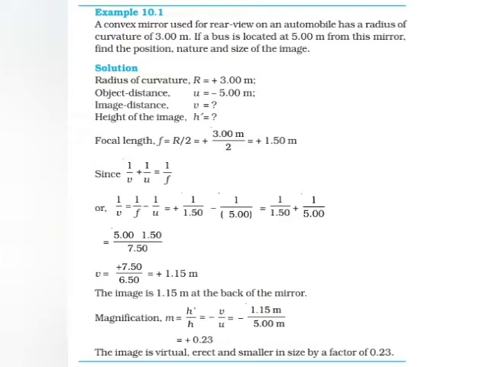After that we can even calculate the magnification. The expression for magnification is m is equal to h dash by h, or it can also be said as minus v by u. Since it is a mirror, we will put a minus sign also, that is minus v by u. On putting the values we will get magnification as plus 0.23. Since the magnification is positive and less than 1, the image formed is small in size, virtual and erect.